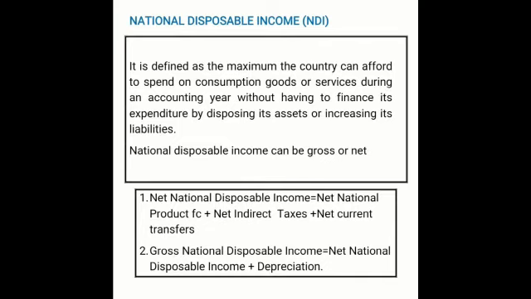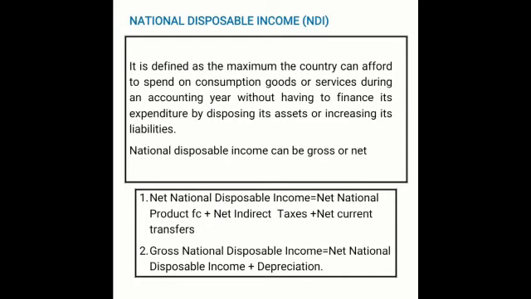National disposable income can be gross or net. Net national disposable income is equal to net national product at factor cost plus net indirect taxes plus net current transfers. And the gross national disposable income is equal to net national disposable income plus depreciation.